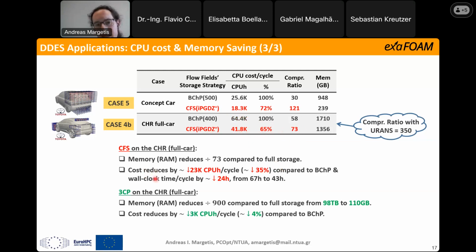This translates into a reduction of 1 whole day per optimization cycle in terms of wall clock time, from 67 hours to 43 hours. On the other hand, 3CP, the technique that combines IPGDZ+ with checkpointing, reduces the memory footprint even further by 900 times, requiring just 110 gigabytes to run the Unsteady Adjoint. At the same time, the computational cost reduces by 3,000 CPU hours or 4% compared to the reference run.